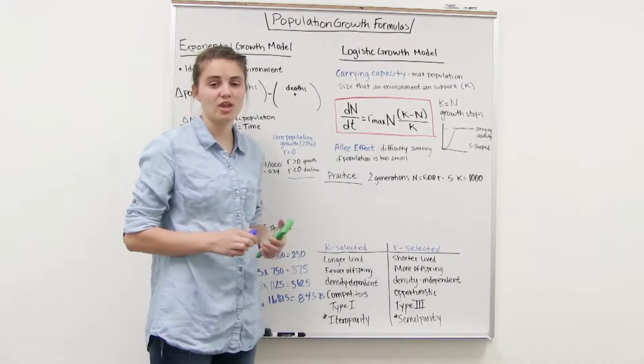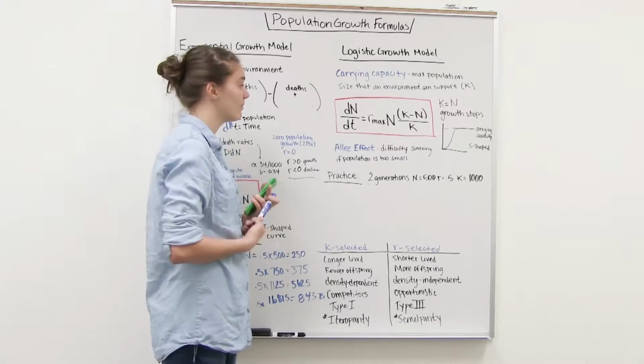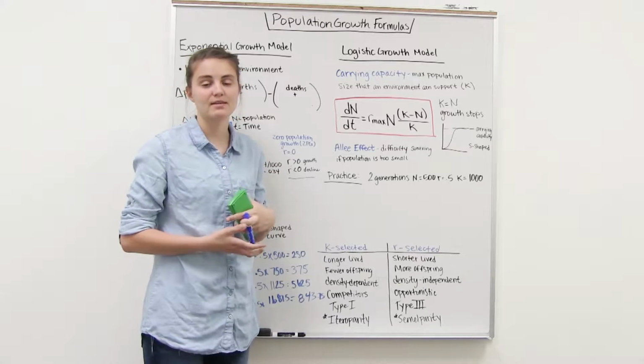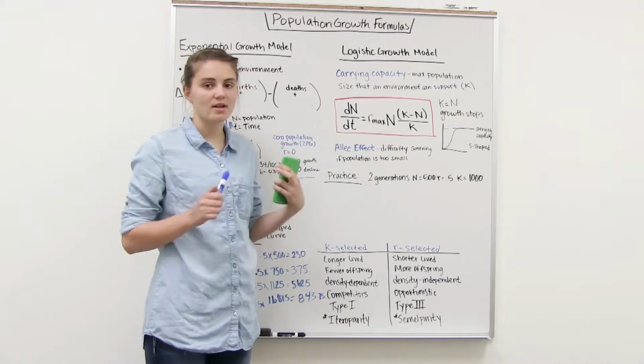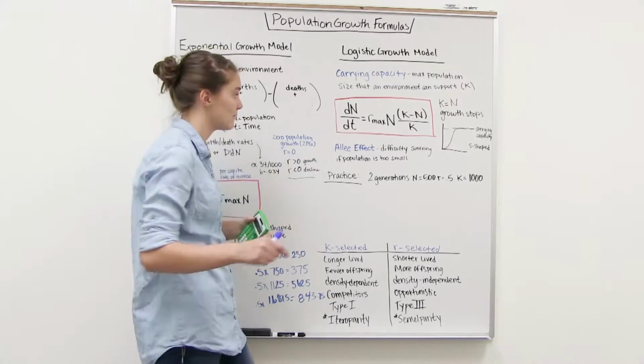And it tells us that the change in the population over some time is going to be our rate times the number of individuals we had, times our carrying capacity minus the number of individuals over our carrying capacity. So that may be a lot to take in, but it logically makes sense.